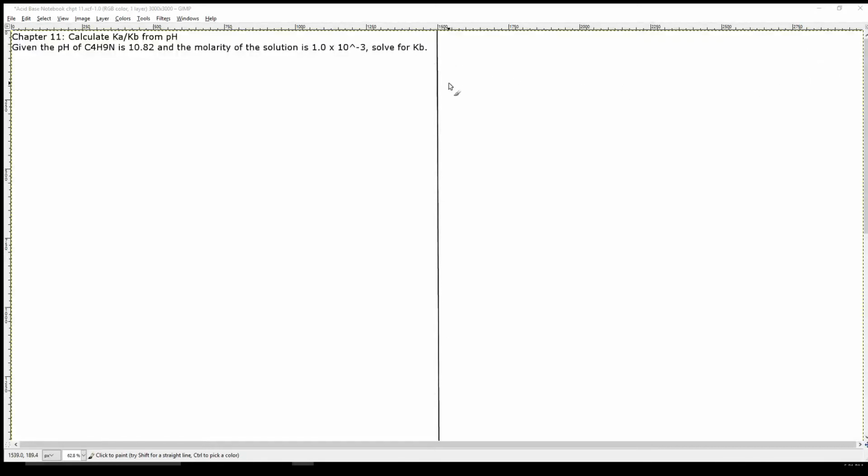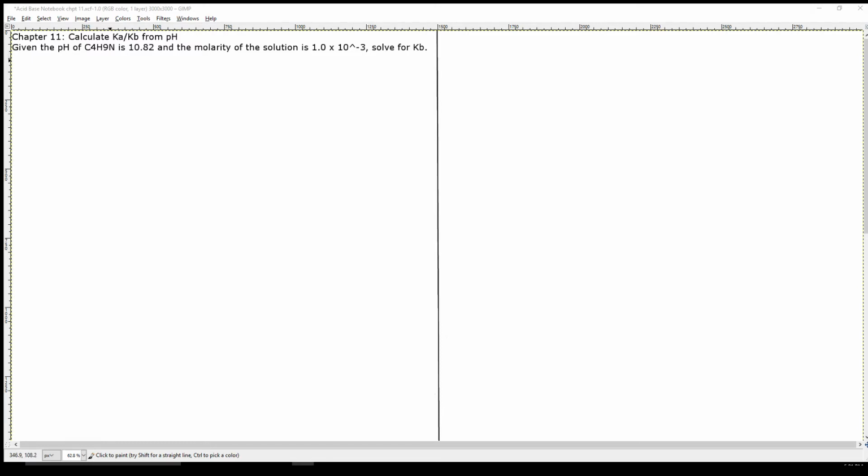Welcome to Chapter 11, Calculating Ka or Kb from pH. So in this situation, we are given the pH of a substance, C4H9N. The pH is 10.82, and the molarity of the solution is 1.0 times 10 to the negative third, and we're going to solve for Kb. If they're asking us to solve for Kb, then that probably means we're thinking of this as a base.